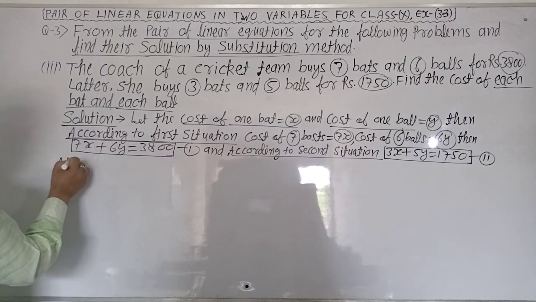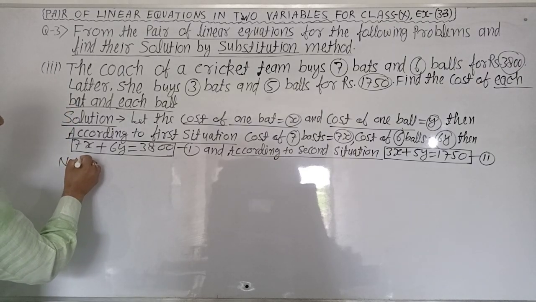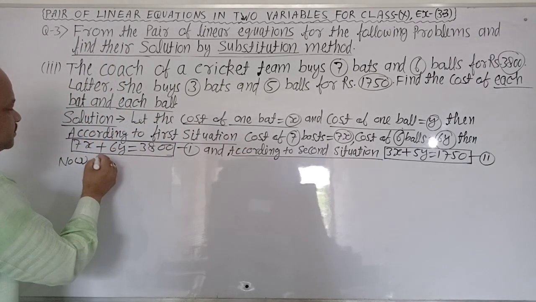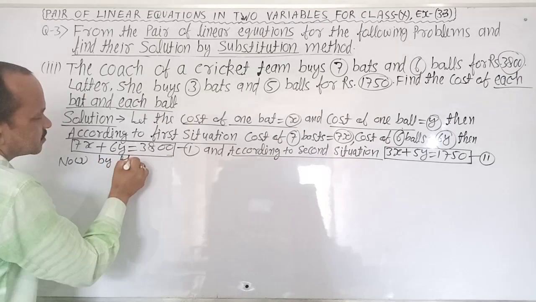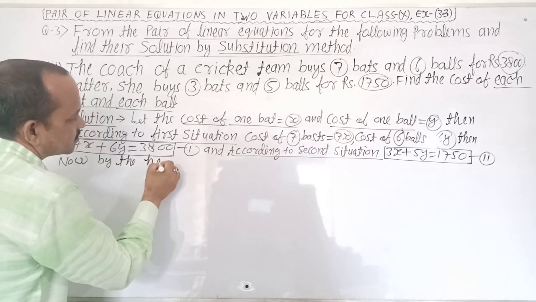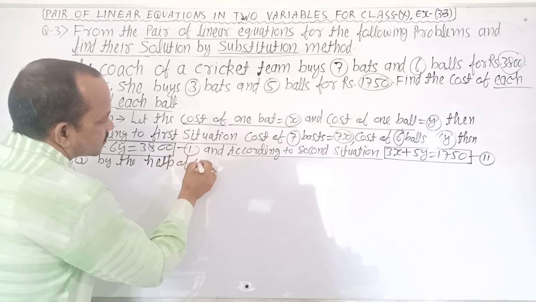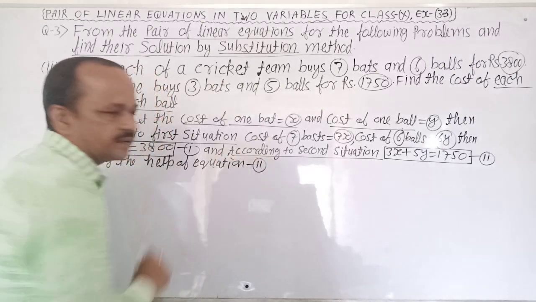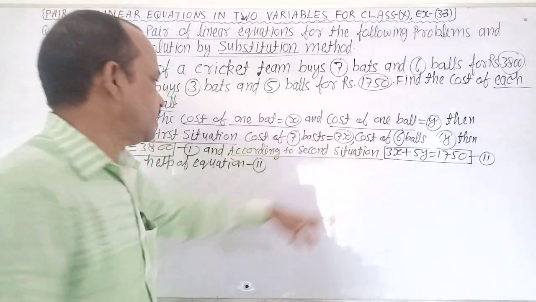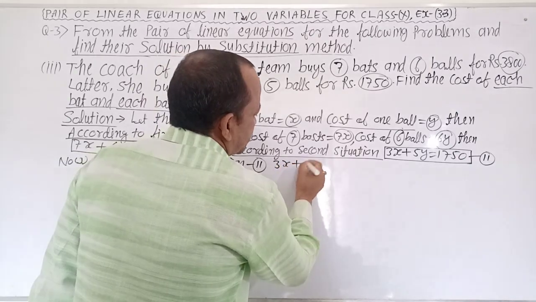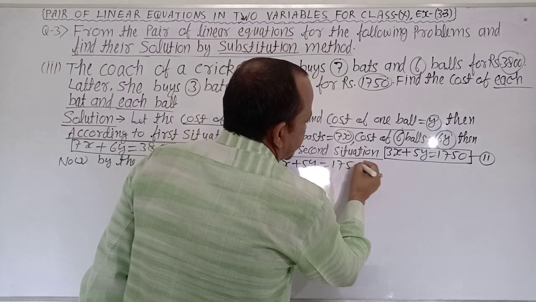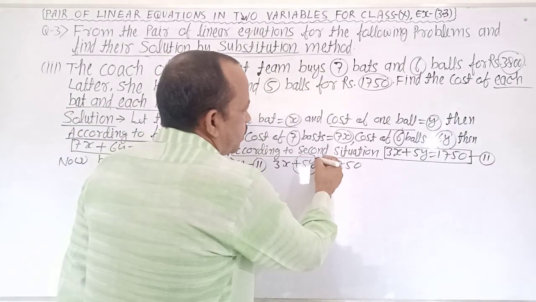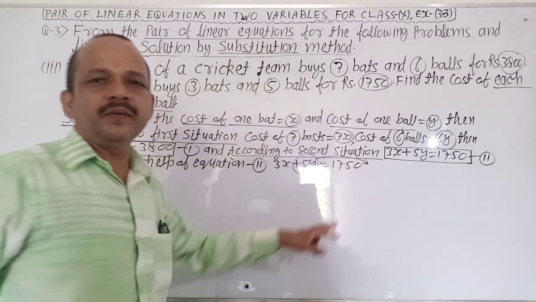Now by the help of equation second, 3x plus 5y equal to 1750. You can write plus 5y on the right side of equal.